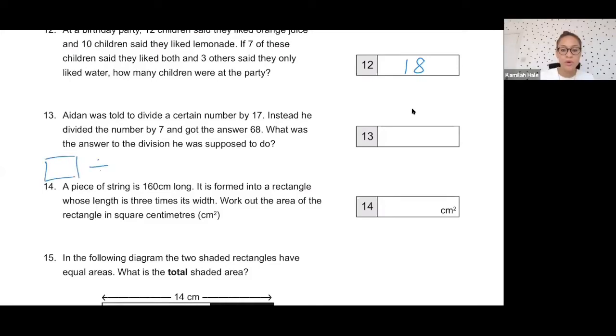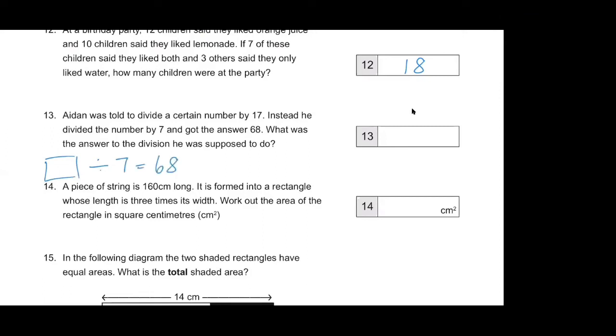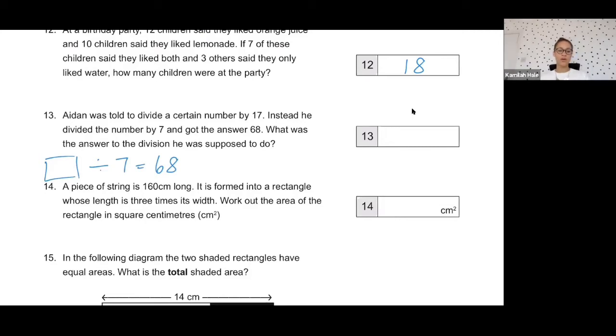Let's draw the whole missing number sentence again. Divide by 7 and got the answer 68. So use that to figure out what the original number was. But remember, that is not our last step. So can you work out the original number? Original number. Just had an extra 0 on there, Olivia, that you didn't need.